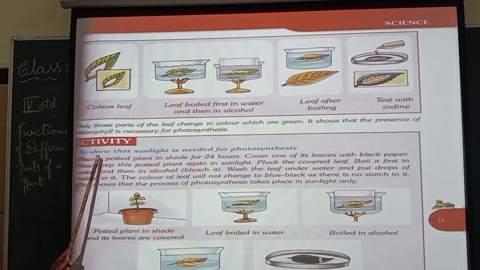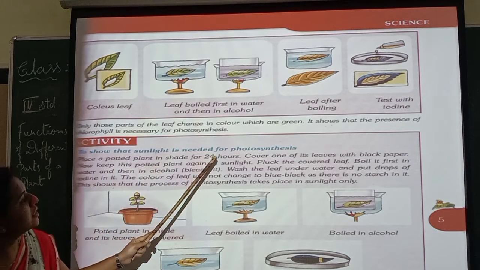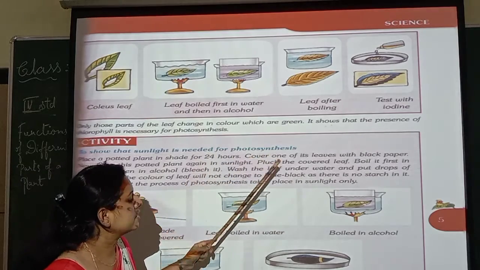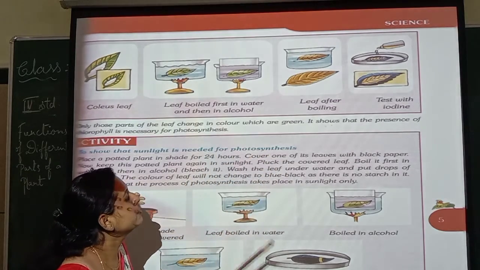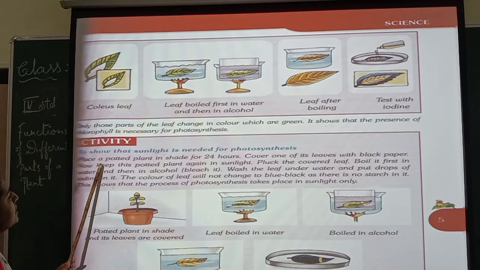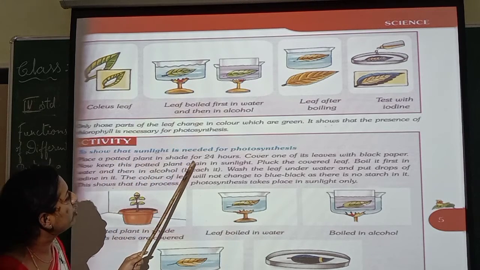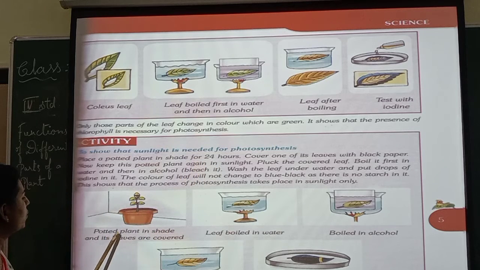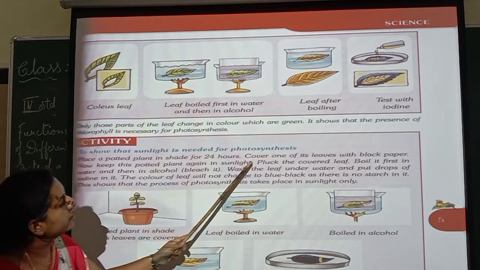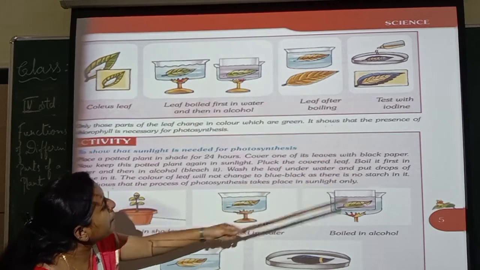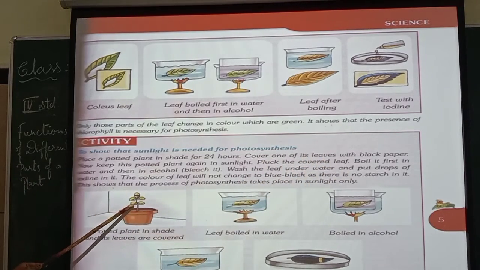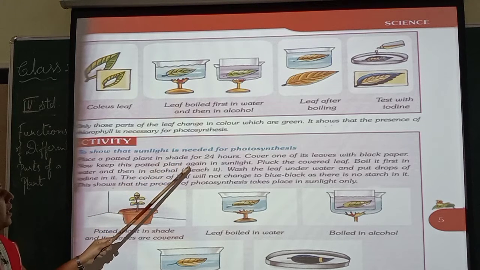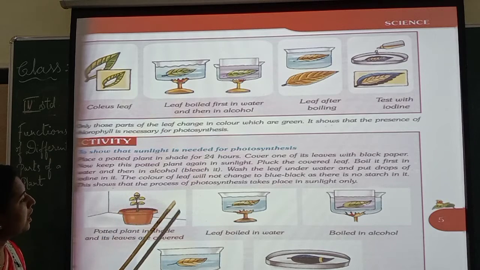Activity 2: to show that sunlight is necessary for photosynthesis. Place a potted plant in shade for 24 hours. This is the potted plant in shade. Cover one of its leaves with black paper. You can see that one leaf is covered with a black cover. Now keep this potted plant again in the sunlight.